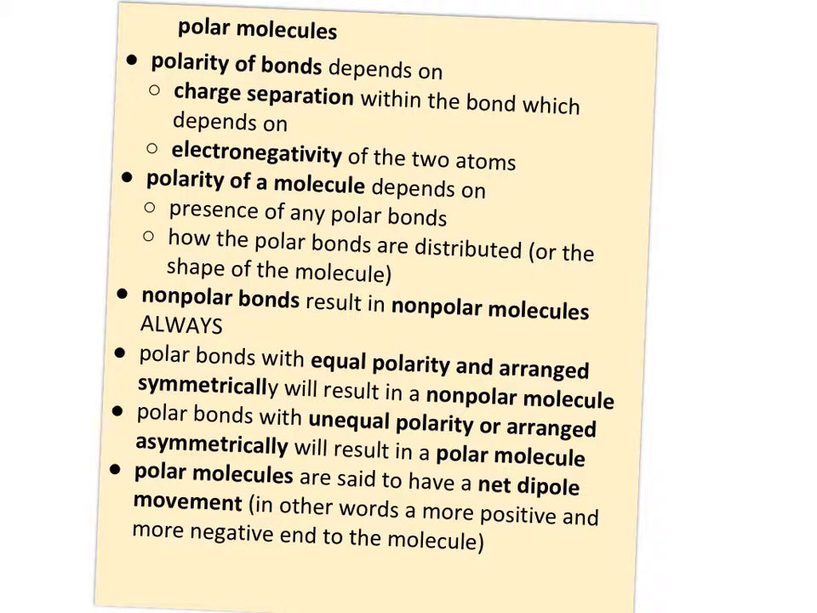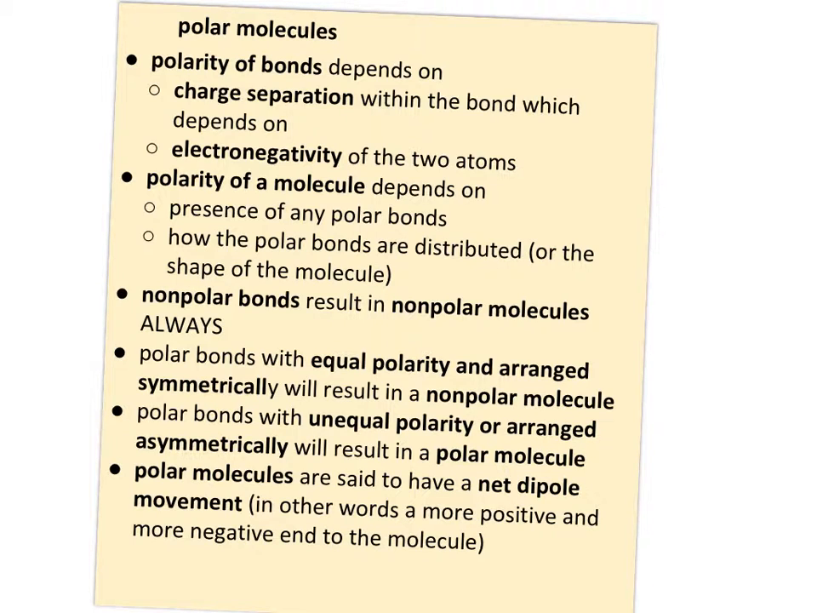Okay, so whether a molecule is polar all depends on the polarity of the bonds to start with, and then the shape. Polarity of bonds, remember, depends on charge separation within the bond, which depends on the electronegativity of the two atoms. So if you have a charge separation because of different electronegativities, then you may have a polar molecule. A polar molecule depends on the presence of any polar bonds and then how those polar bonds are distributed, or the shape of the molecule. Nonpolar bonds result in nonpolar molecules, always. You can't possibly have a polar molecule with nonpolar bonds.